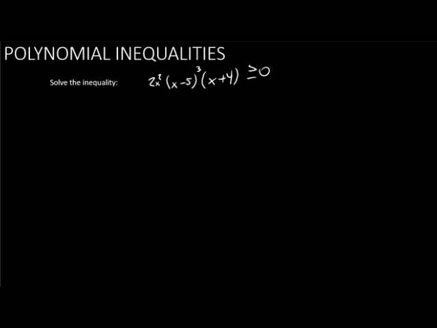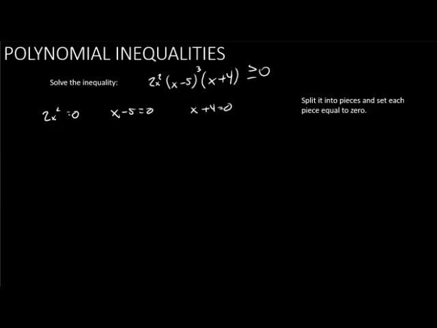2x squared times (x minus 5) to the third power times (x plus 4) is greater than or equal to 0. When you have a polynomial inequality, just like you would a quadratic inequality, we will split it into pieces and set each piece equal to 0. Therefore, we will now say 2x squared equals 0, x minus 5 equals 0, and x plus 4 equals 0.